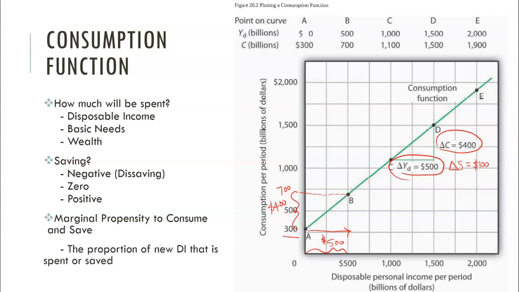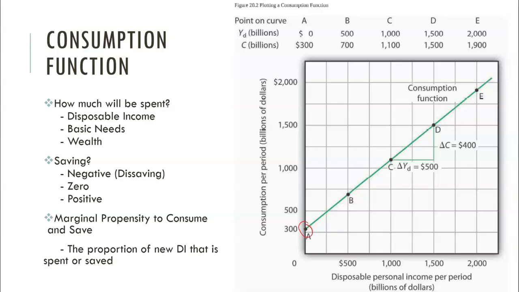So marginal just means extra. Propensity has to do with the quickness to consume or save. So it's like how much extra are you spending, how much extra are you saving? So it's going to be the proportion of new disposable income that is spent or saved. In this case, we're going to get a positive slope, because we have an increase in income and an increase in spending.